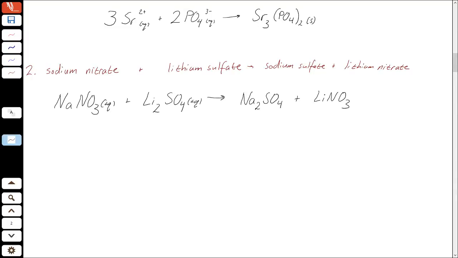Okay, and then we have to decide on our solubilities again. So is sodium sulfate likely to be soluble or insoluble? Soluble because of the sodium, right? Anything with any sodium salt is soluble. What about lithium nitrate? Also soluble because the lithium salts are soluble. So we got no precipitate in this reaction at all.